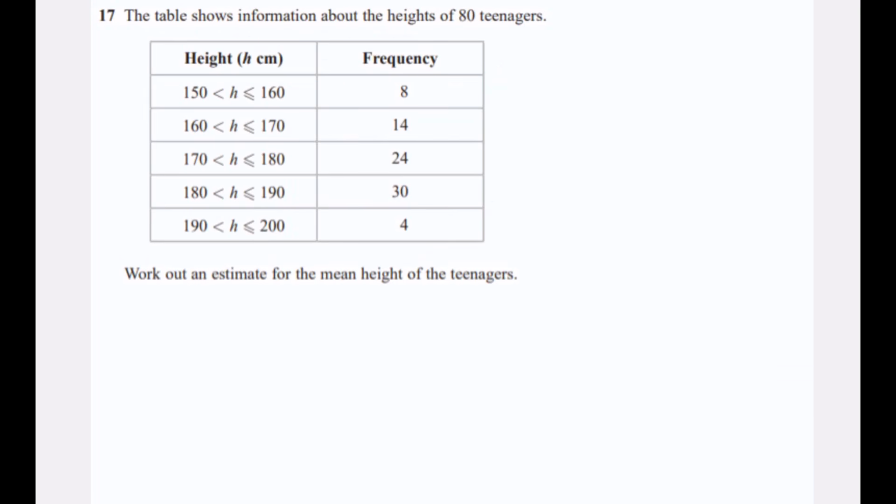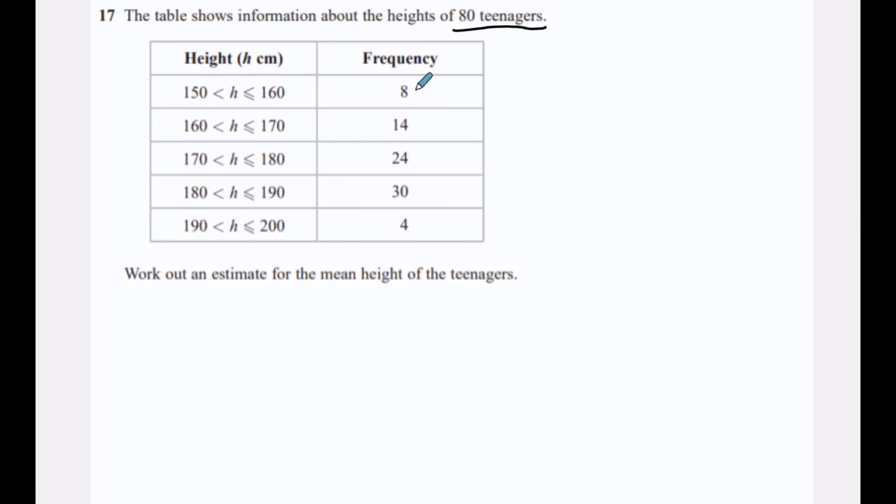Question 17. The table shows information about the heights of 80 teenagers. Work out an estimate for the mean height of the teenagers. So we've got a table here. We don't know their exact heights. But what we want to do is add up all of the 80 heights and divide by 80. But we're going to have to guess their heights. So the best estimate is to use the midpoint.